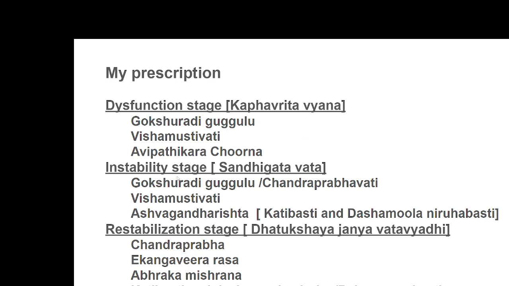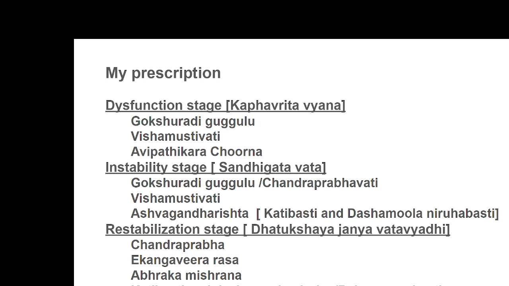And in the instability stage, it is a real Sandhigata Vata where there is a structural abnormality, and in that condition I would prefer the same Gokshuradi or Chandraprabha depending upon whether there is involvement of the bone or not. Vishamushti Vati, Ashwagandharishta, Katibasti and Dashamula Niruha Basti is an optimum treatment at that stage where there could be a significant benefit. In the instability stage, the benefit of our treatment is really significant, and the patients would have very satisfactory relief.